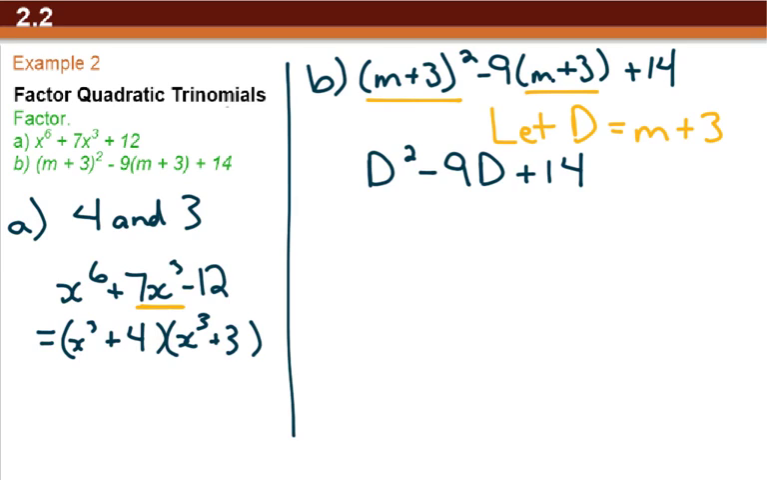Exactly the same as in example 1 now, we're going to find two numbers that will multiply to 14 and also add to negative 9. Those would be negative 7 and negative 2. So we're going to get d minus 7 and d minus 2.